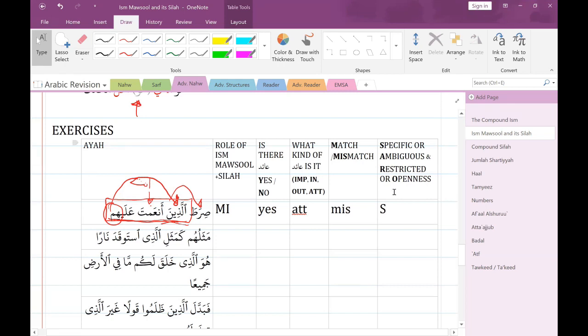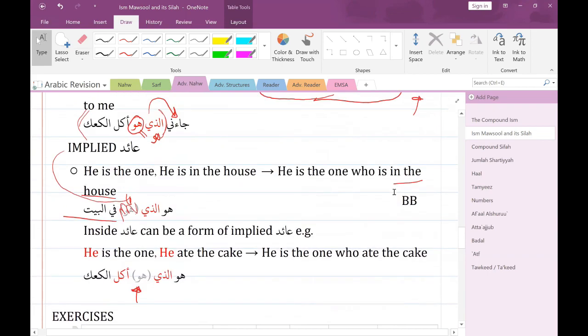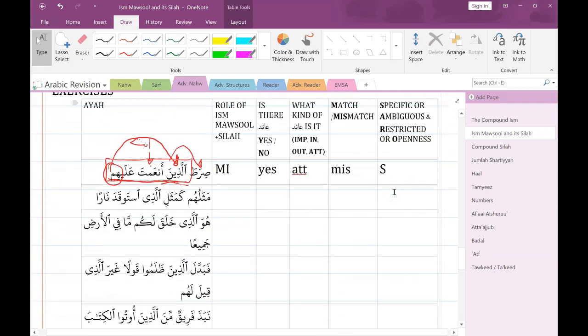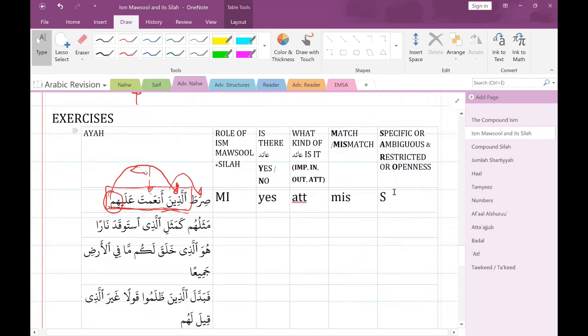Did I talk about restricted and openness? No, we left that part. Oh, I'm sorry. Okay, you understand it. Okay, good. So basically, when the a'id is there, it restricts it. When the a'id is not there, it's open. That's the difference. So because the a'id is here, we are going to say this one is restricted.